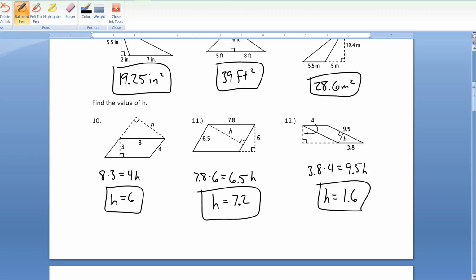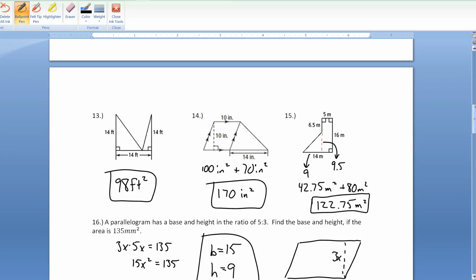Same thing with the next one. From one perspective, the base is 7.8 and the height is 6. From another perspective, the base is 6.5 and the height is h. So I set those equal to each other, and I solve for h. Number 12, same thing. One perspective, the way it's drawn, 3.8 times the 4, that's base and height. But from another perspective, it's the 9.5 and the h, so I just set those equal to one another.